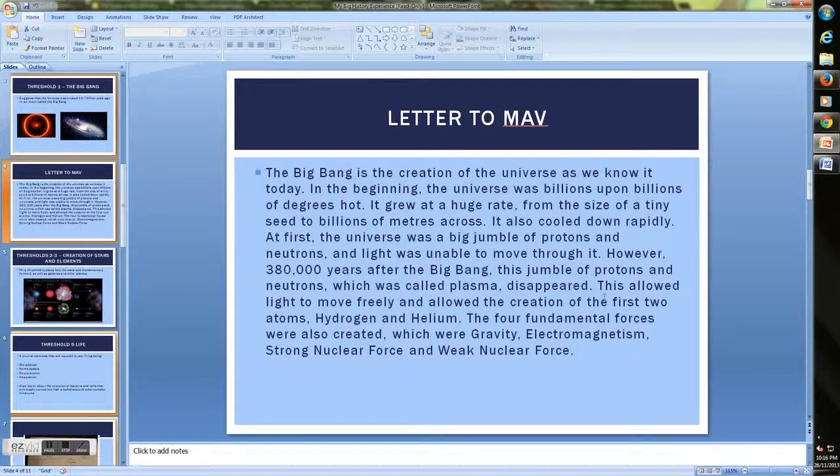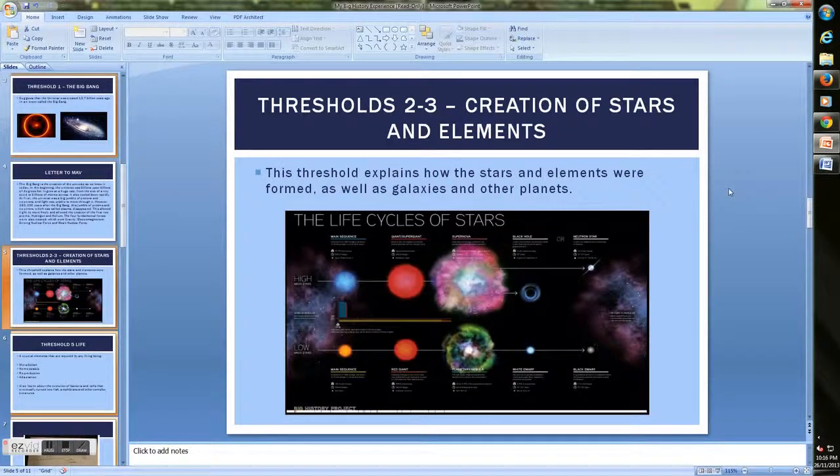Sadly, we weren't able to go over thresholds 2 and 3, which were the creation of the stars and the elements. Basically, this threshold explains how the stars and the elements were formed, as well as all the galaxies and other planets. It's kind of disappointing because this threshold actually seemed quite interesting, but hopefully we'll be able to cover that maybe in a later year.